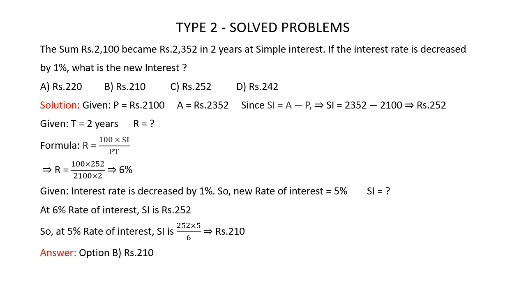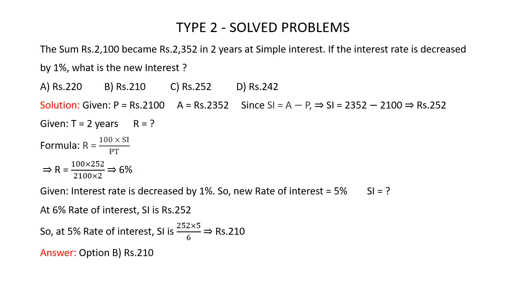So first let's find out the original rate of interest using the formula R is equal to 100 multiplied by SI divided by PT. Now we know that SI is rupees 252, P is rupees 2100 and T is 2 years. Substituting these values in the formula here we get R is equal to 100 multiplied by 252 divided by 2100 multiplied by 2. On solving this we get R is equal to 6%. So now we know that the rate of interest is 6%.